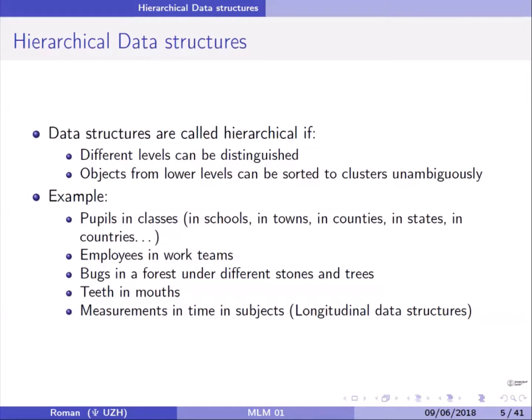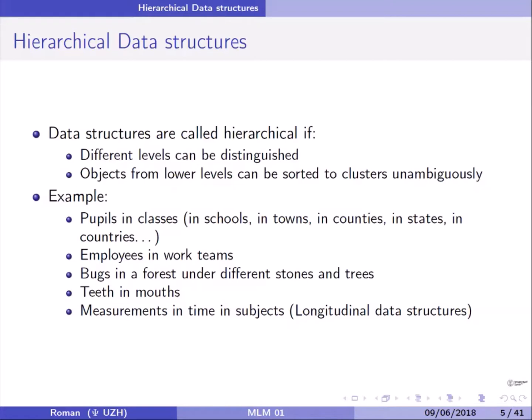So let's talk about hierarchical data structures. Data structures are considered hierarchical if we can distinguish different levels within them. Objects from lower levels can be sorted unambiguously into higher level clusters. So a classic example, and one we'll use a lot in this class, would be pupils or students in classes. And so the students are the lower level object, and classes are the hierarchy. So students can each exist only in one of these classes.